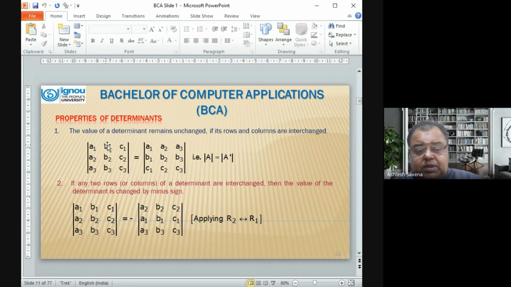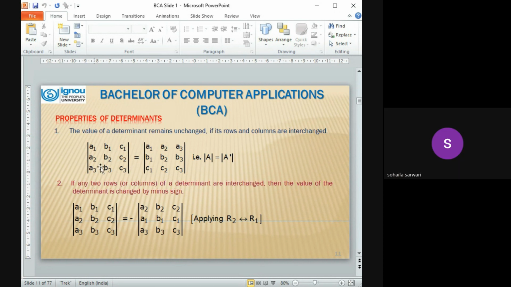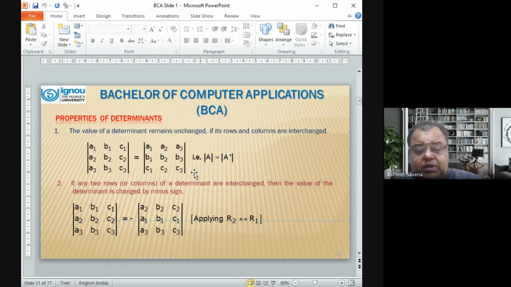This was the row. I have just put it over here in the column. This was the row over here. This was the row here. Earlier determinant was A. Now it will be A dash. It will remain the same. Suppose if I open this determinant and I get a value of 2, after changing it, I will again get the same value, that is 2.